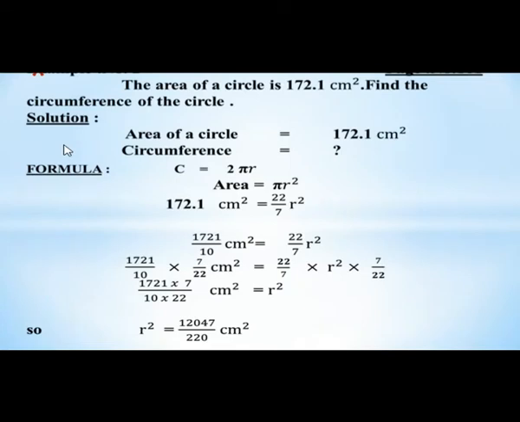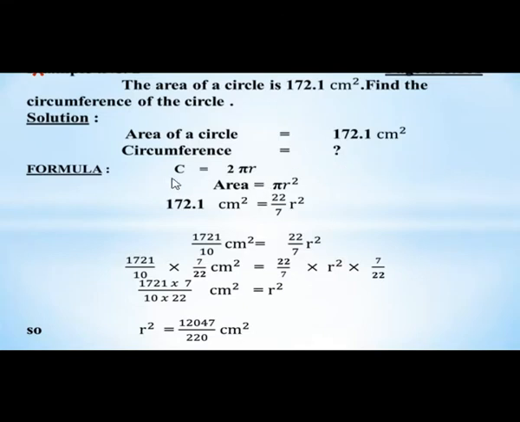Okay, I am doing, for your convenience, example number 2, which is on page number 161. The area of a circle is given to you, that is 172.1 centimeters square. Remember, always the unit of area is in square. Okay, find the circumference of the circle. Here given is the area of a circle and we have to find out the circumference.